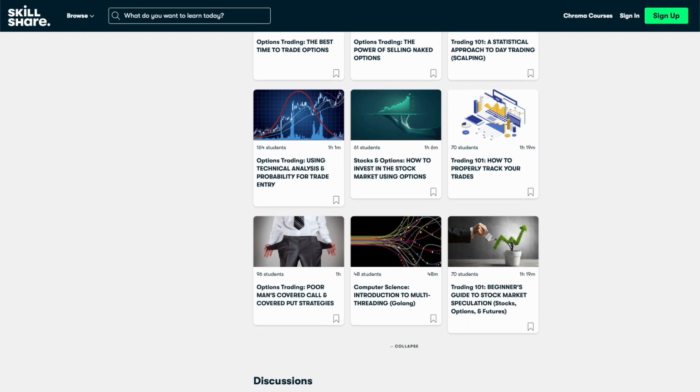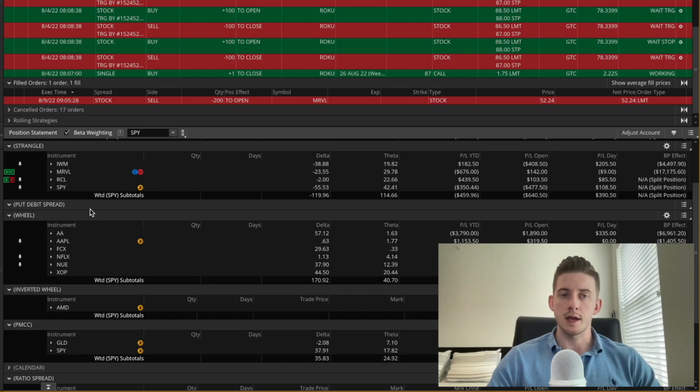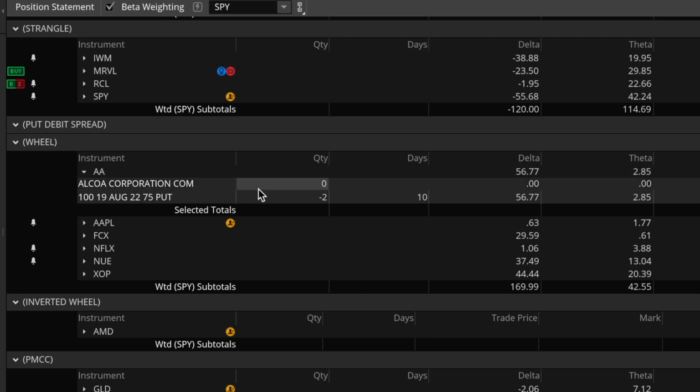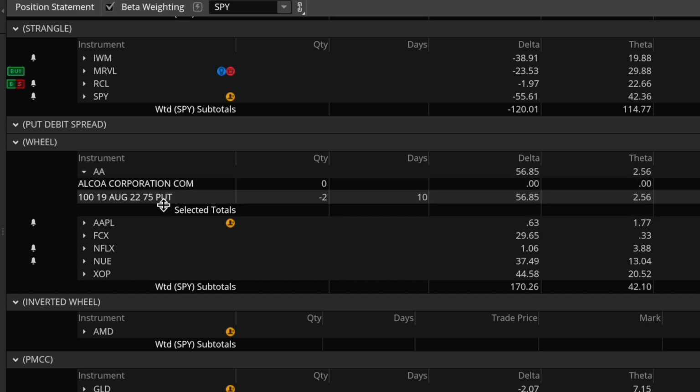Alright guys, so now diving in here, as you can see down below in this category, these are the 6 experimental wheel strategy positions I have on in this account right now. Like I said, we'll walk through each one here, and I'll show you how I'm going to manage each one of them based on their current status. So first up is AA, or Alcoa. As you can see, I'm short 2 contracts right now, 2 put options specifically, with a 75 strike.